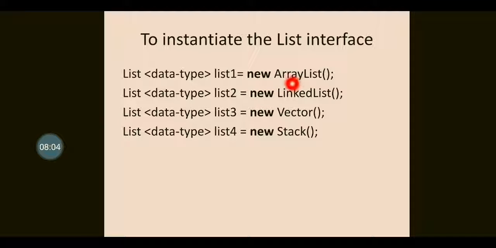The constructor of the particular class has to be given. For example, if you are going to implement the class ArrayList, then you have to give it as ArrayList of. If it is a linked list, you can give it as LinkedList of. If it is a vector, you can give Vector of. If it is a stack, you can give Stack of.